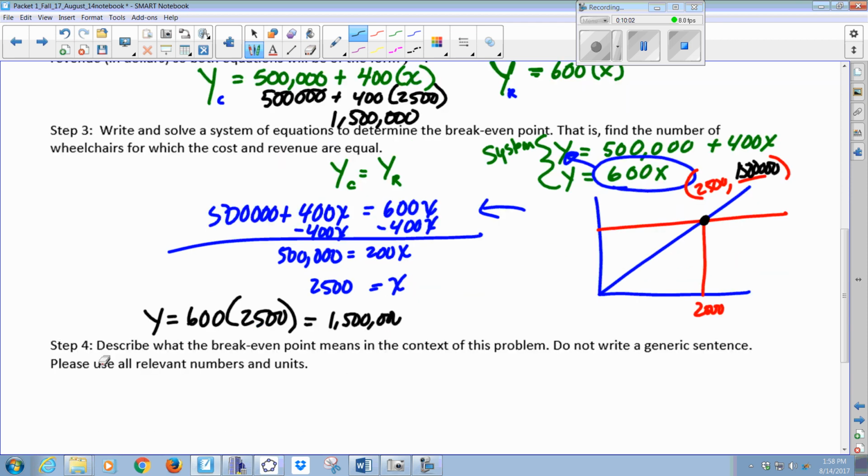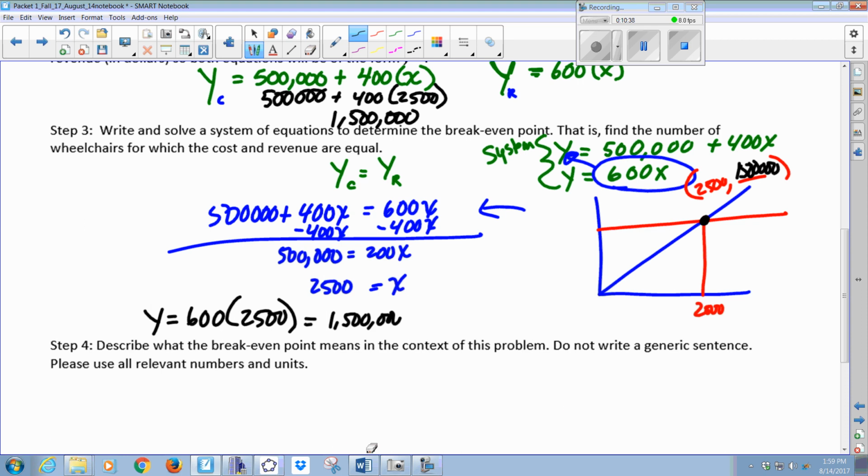Okay. So let's describe what this break-even point means in the context of the problem. Do not write a generic sentence. In other words, I don't want you saying, oh, when you break even, your profit is zero, or your cost is equal to your revenue. Just like when we were doing our project number 1 and we were looking at our models and we found a point, whether that was an intercept or a point that told us the tuition and fees after so many years, you want to describe what each of these coordinates represent in a sentence.